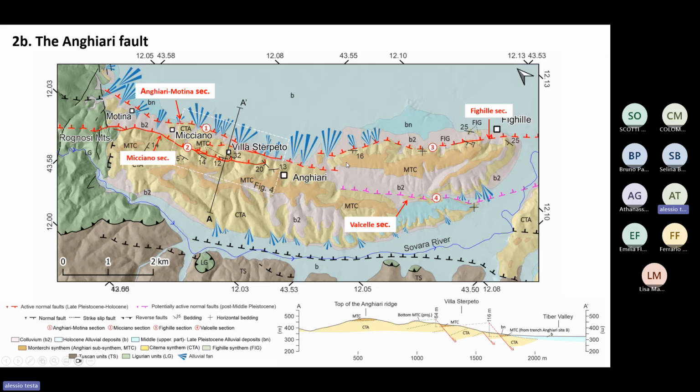And this fault, as you can see, bounds the eastern side of the Anghiari Ridge, which is made of Pleistocene gravel exhumed by the fault activity. The fault has a segmented geometry, being made of 4 different fault sections, the Anghiari Motina section and the Fighile section running at the base of the hill, and also the Micciano and Valcelle sections located uphill. I'm going to focus mostly on the Anghiari Motina and Micciano sections, which are the closer to the dam.